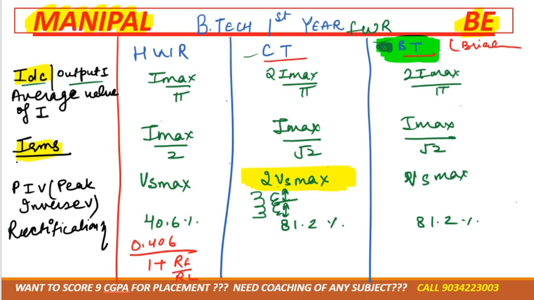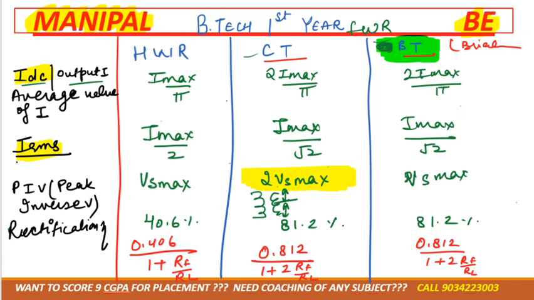If RF is given, and RF, as I told you, is the resistance of the diode, then the value will change from 40.6. If RF is not given, then you can solve it and you will get the same 40.6. For full wave center tap it is 0.812 divided by 1 plus 2 RF by RL. Okay, similarly for bridge it is 0.812 divided by 1 plus RF by RL. Got it?